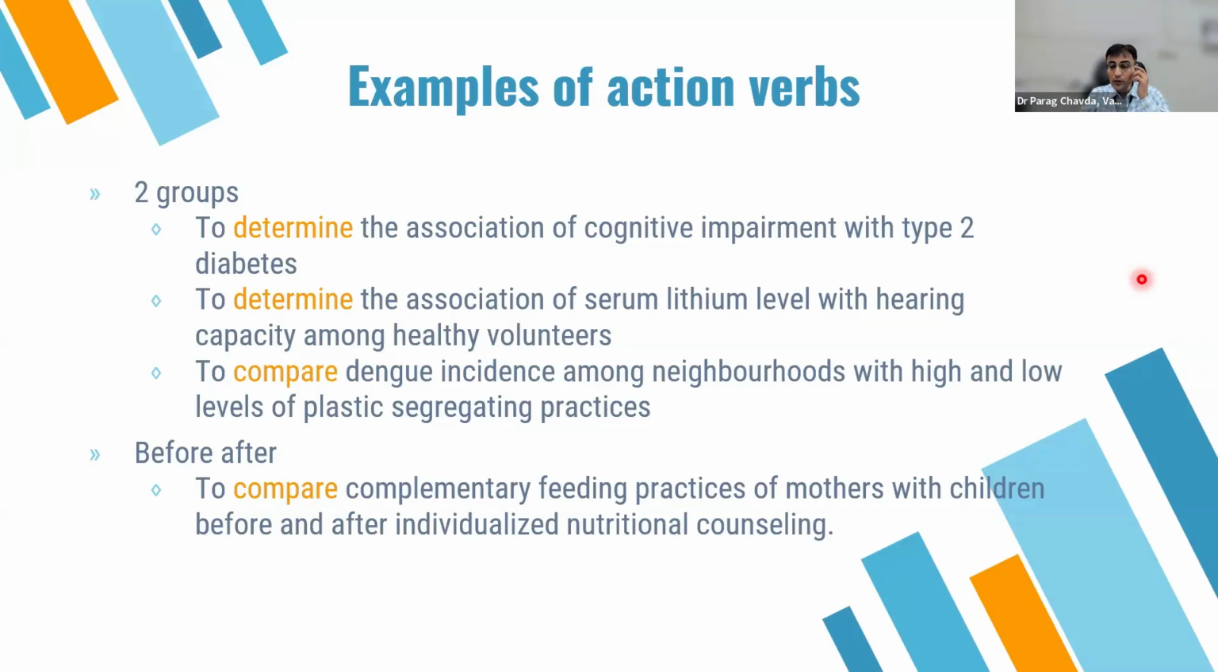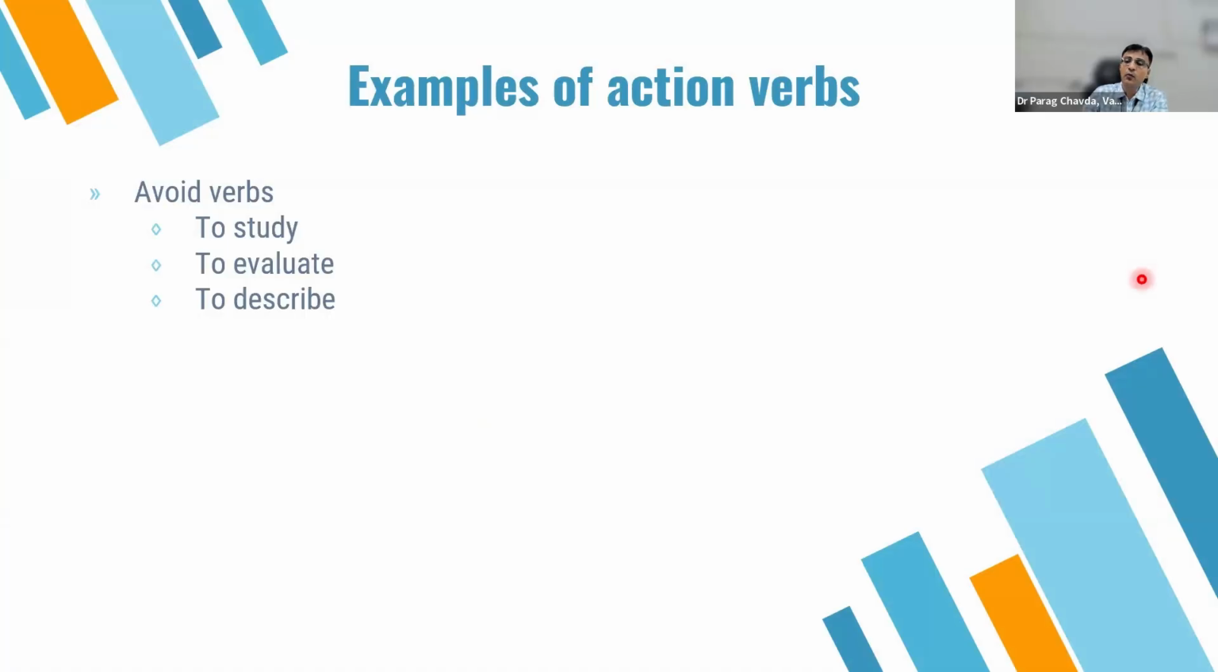We would request the students to choose their action words from this list. There are some words to avoid, which are a little vague, which are open to wider interpretations. Right? They do not have specific meanings. So avoid using the word to study, right? It is fine or okay to use the word to study in the aim, but not in objectives. To evaluate, even to describe, is a little vague.